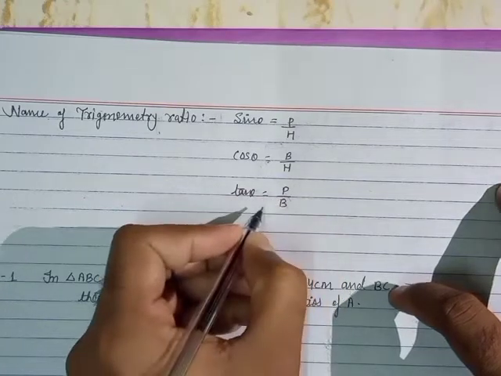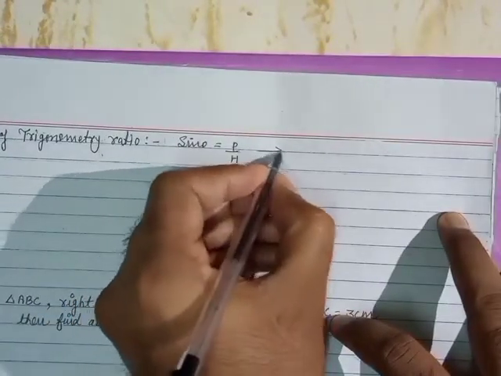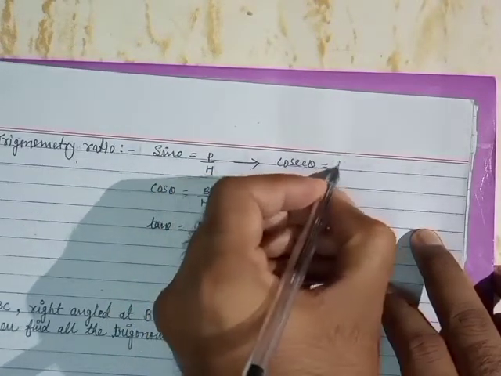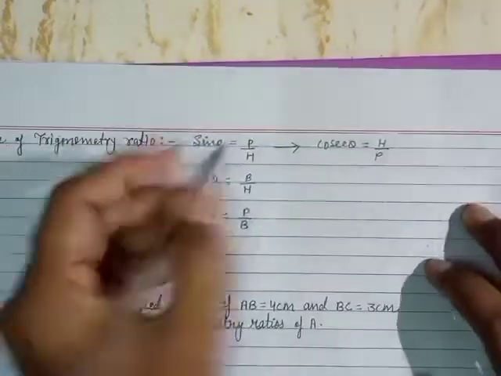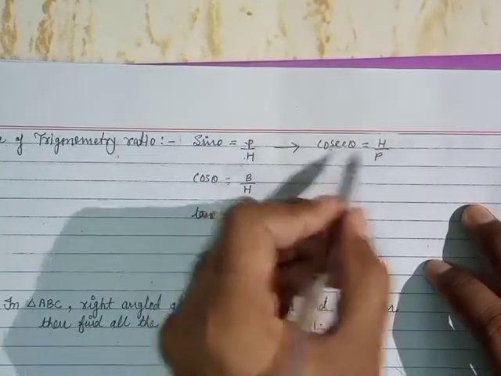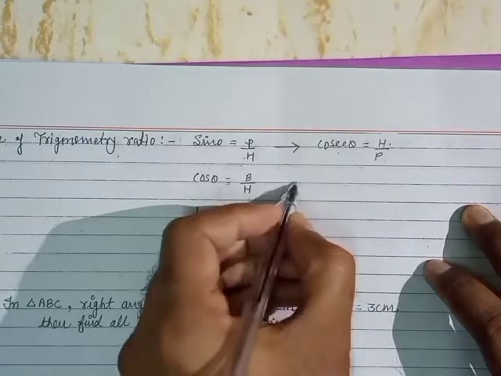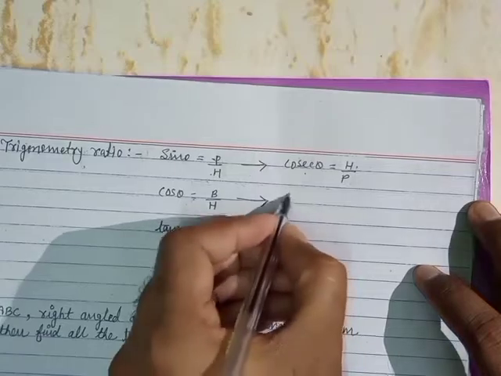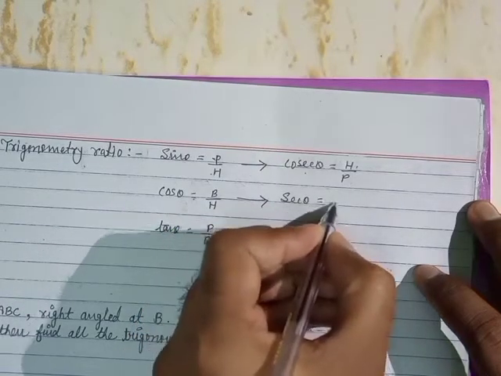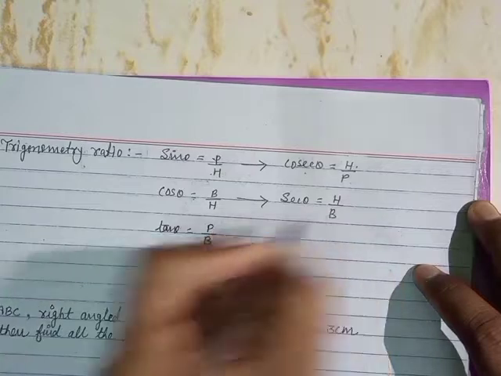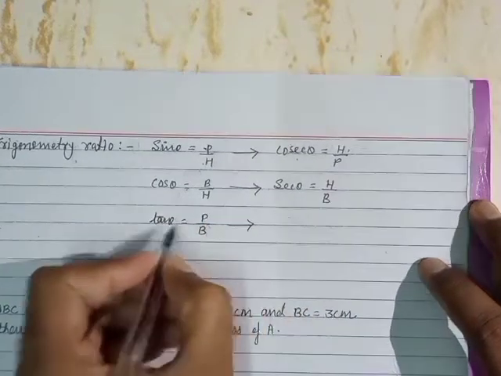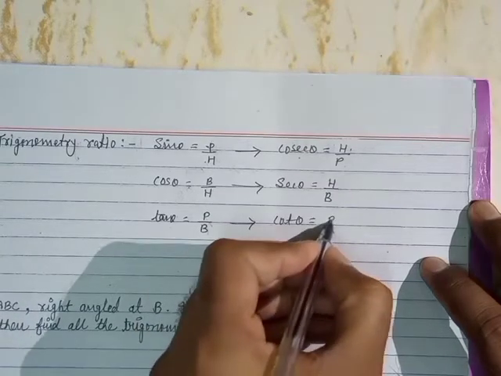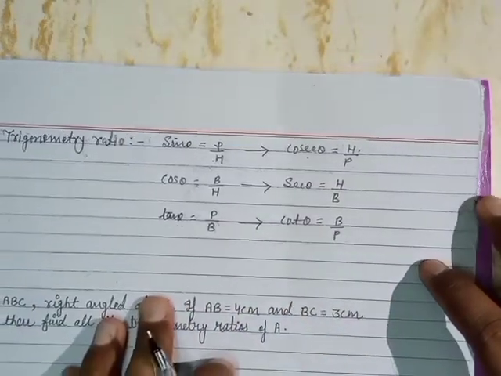Now the reciprocal of sin theta is cosec theta. Because sin theta is perpendicular upon hypotenuse, cosec will be hypotenuse upon perpendicular. The reciprocal of cos theta is sec theta, and it will be hypotenuse upon base. The reciprocal of tan theta is cot theta, and it will be base upon perpendicular.